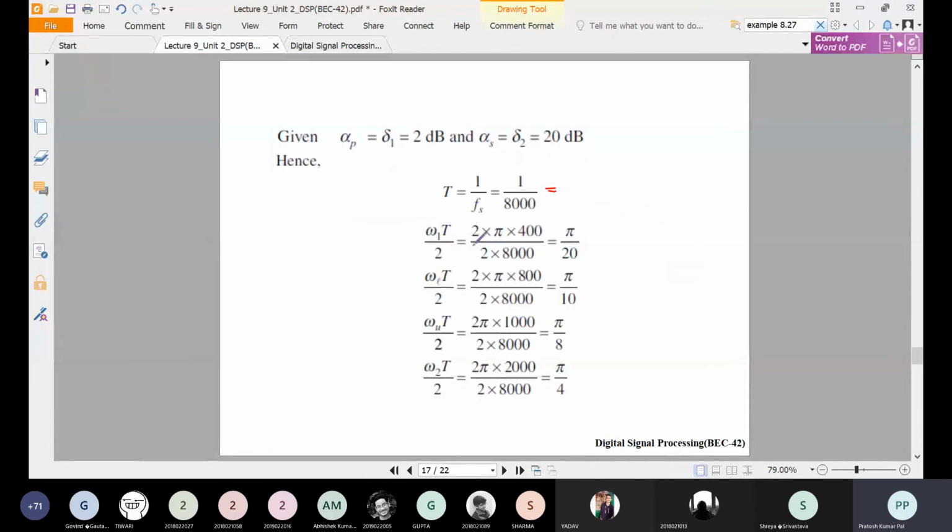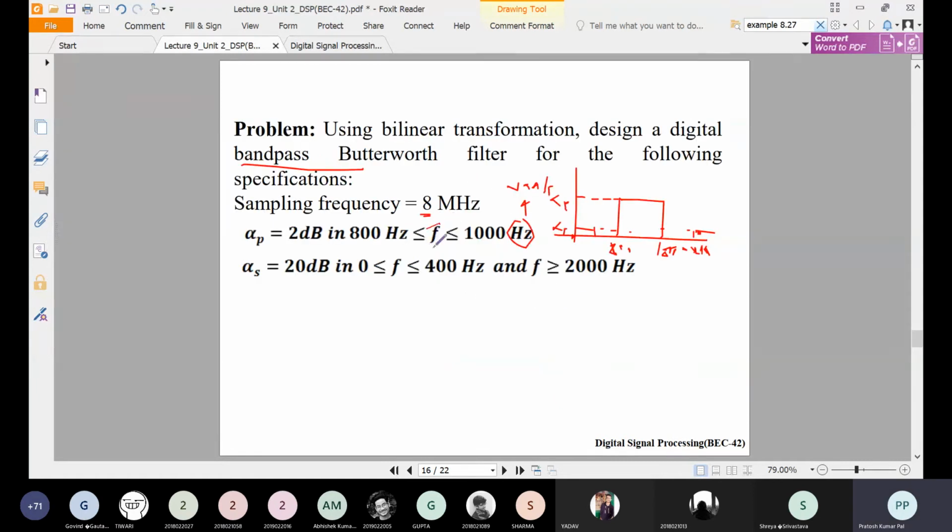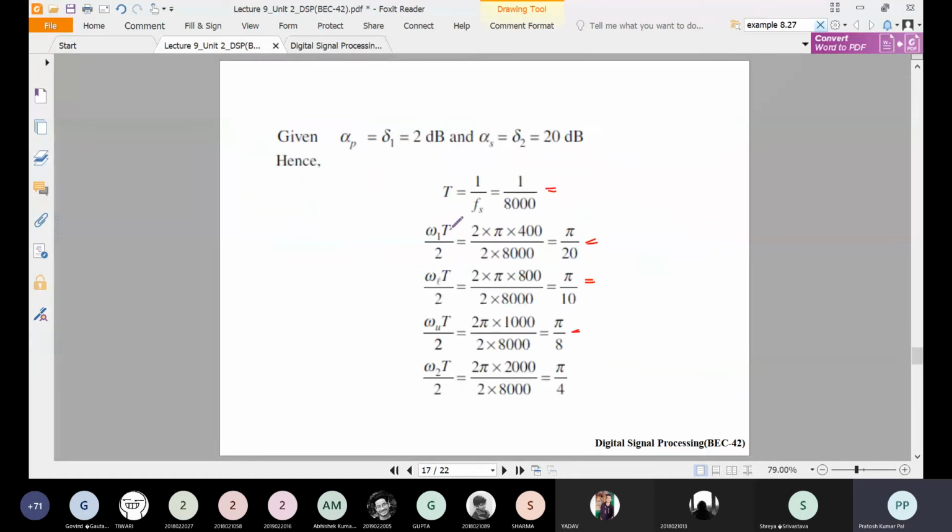So we will be converting this digital frequency first of all into radian per second. This is how we can convert to radian per second. Omega 1, if it is written in terms of frequency f, then to find omega we will be multiplying by 2 pi f. Omega 1 t by 2 will be used further. It has already been calculated here, so that will be in terms of this.